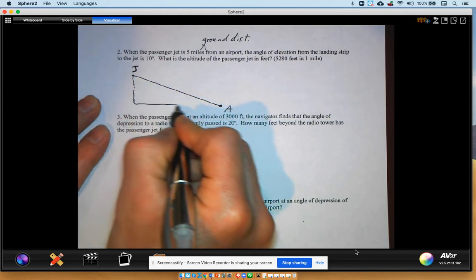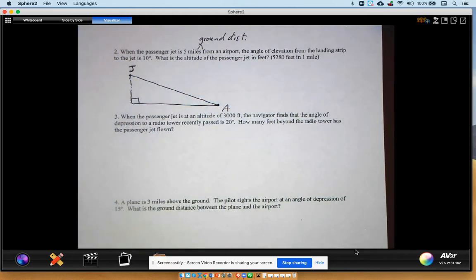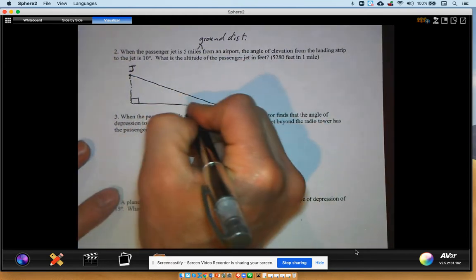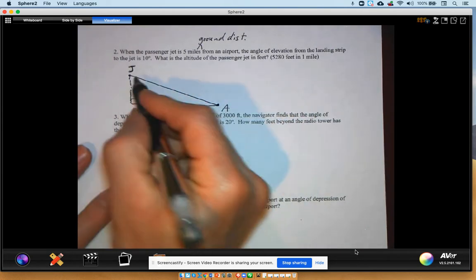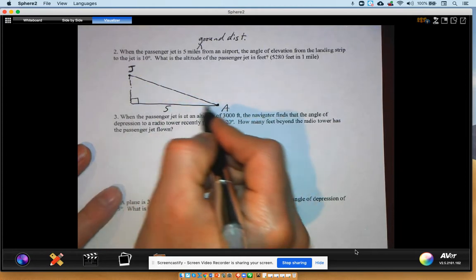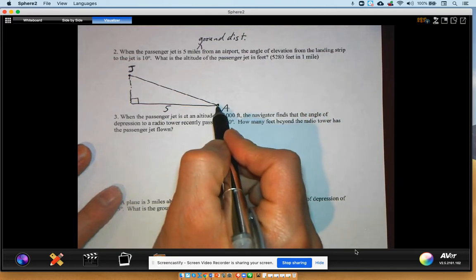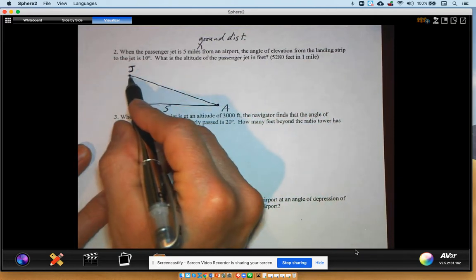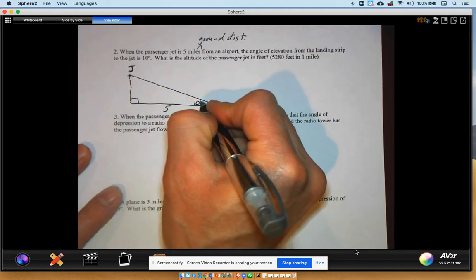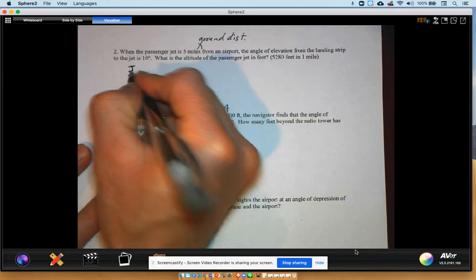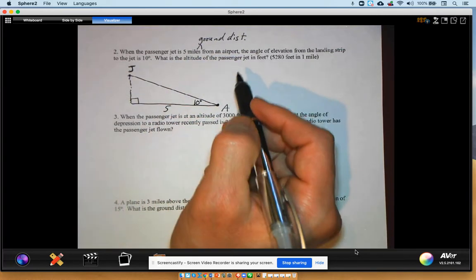All right, so here's my jet. You'll always draw a right triangle with these every single time. You get a right triangle for sure. So 5 miles right there. That's the ground distance. So the jet's distance to the airport is 5 miles. It says the angle of elevation from the landing strip to the jet is 10 degrees. So this is the angle of elevation. If you were on the landing strip and you looked up to the jet, you would have 10 degrees. So what's the altitude of the passenger jet?